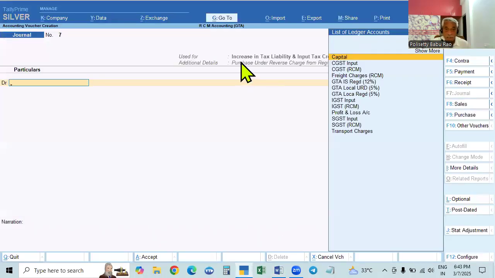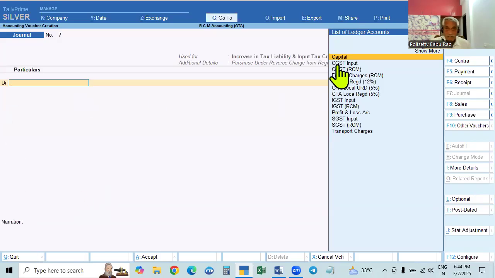We are creating both, increase in tax liability and input tax credit. So here, liability is credit, input tax credit is an asset and will be debit. So we have to debit taxes as well as credit. Debit is input tax, credit is liability. To differentiate that, CGST is to be debited. Again, CGST is to be debited. For input tax credit, we use different names. We call it CGST input, SGST input, IGST input. And for liability, we call it CGST RCM, meaning RCM liability.